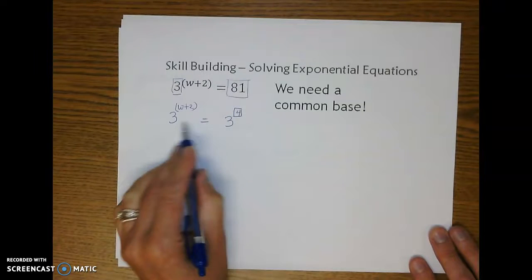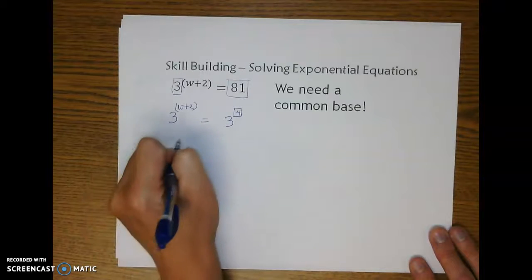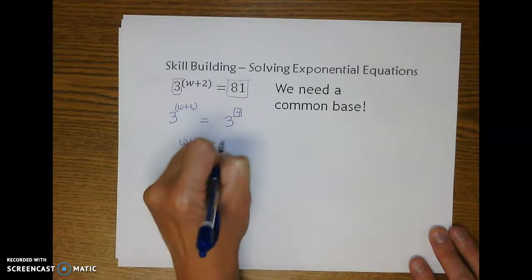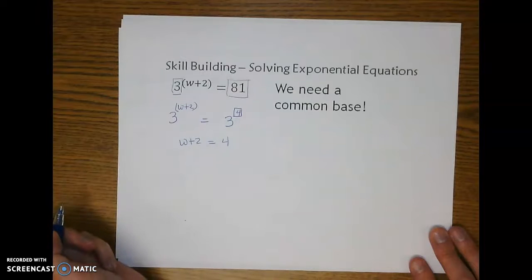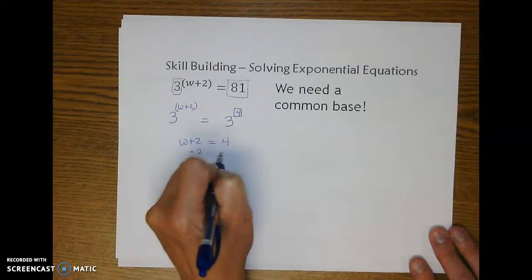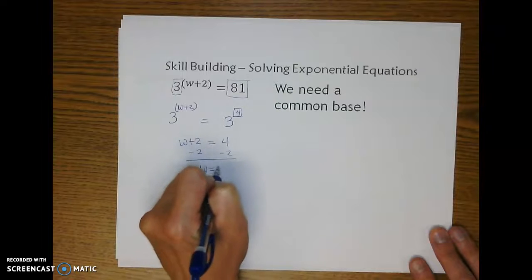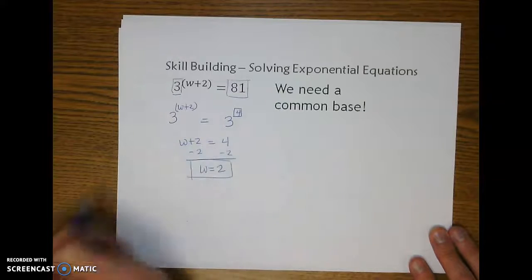So now, because I have the same base, I can set my exponents equal to each other and then solve for w. So my answer here is w equals 2.